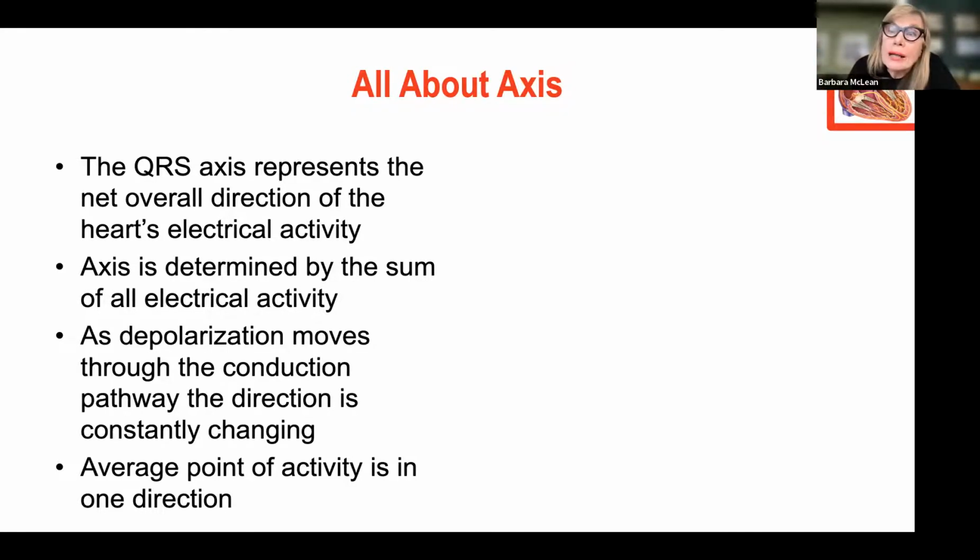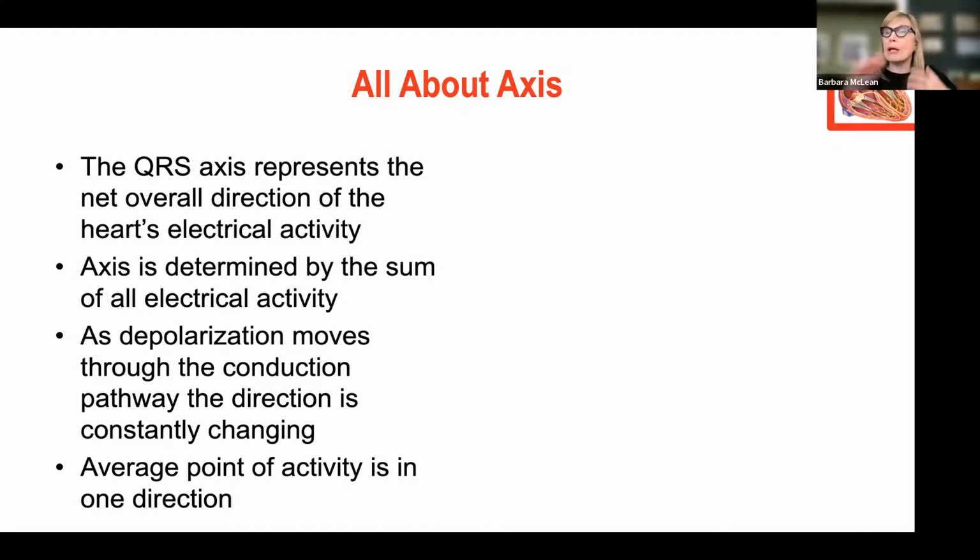So why is axis important? Because it helps us to focus on what the problem is. The fact that you have an axis deviation is not the problem. The fact that you have an axis deviation tells us that you have a problem that we are obligated to discover. That's why we look at axis and axis deviation.